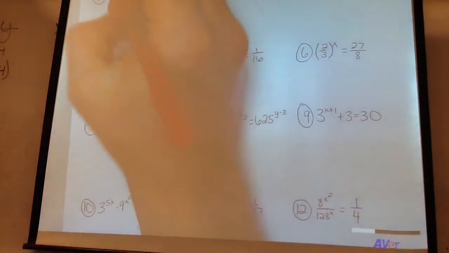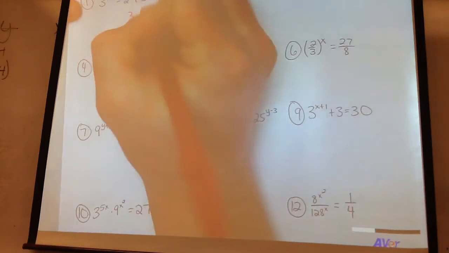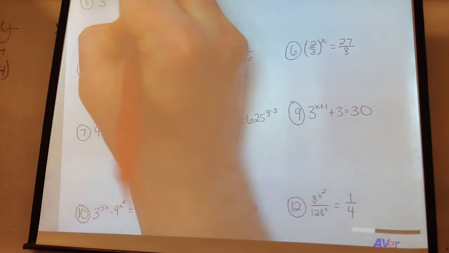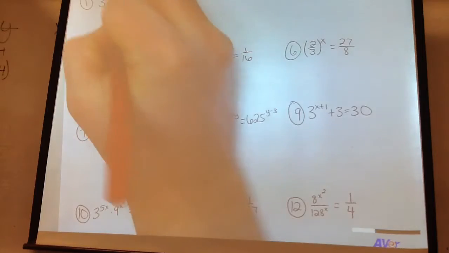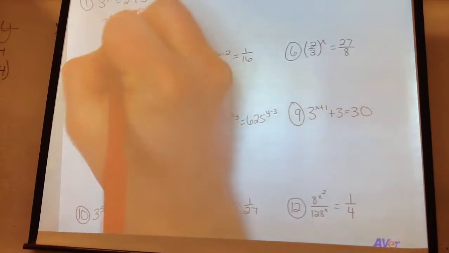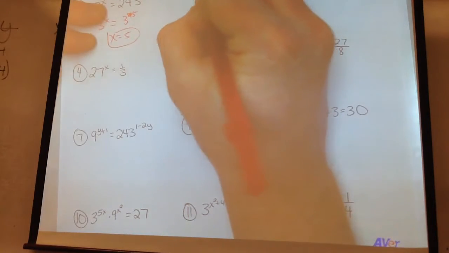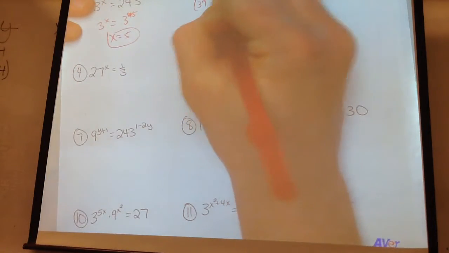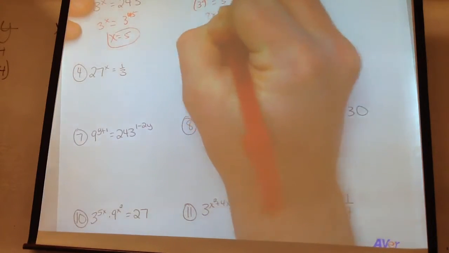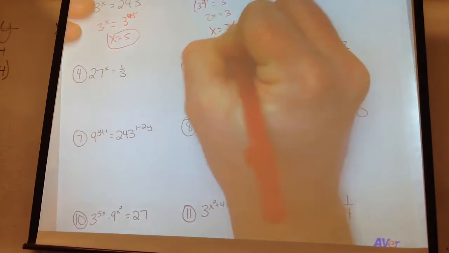Alright, here we go. The answer is 3 to the x. That's 3 to the what? 5th? 4th? Fourth. Fifth. Oh yeah, I got it. Alright, so x equals 5. That's x to the third. 3 squared to the x, which is 3 to the third. So 2x equals 3. So x equals 3 halves.